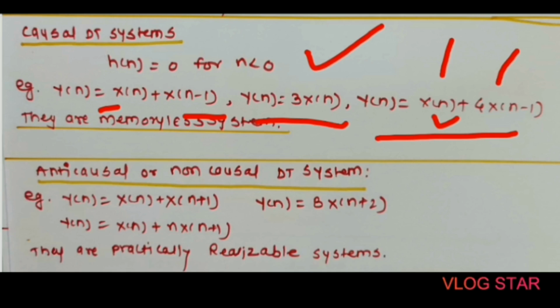Here, since our causal systems do not include future input samples, such a system is practically realizable. That means such systems can be implemented practically. Generally, all real-time systems are causal systems because in real-time applications only present and past samples are present. Since future samples are not present, the causal system is a memory-less system.